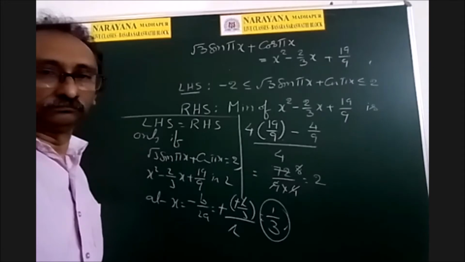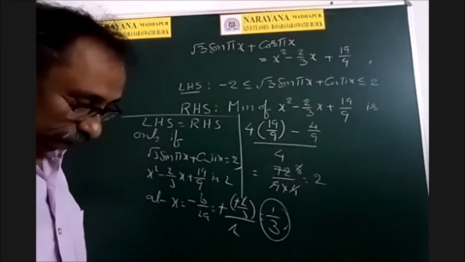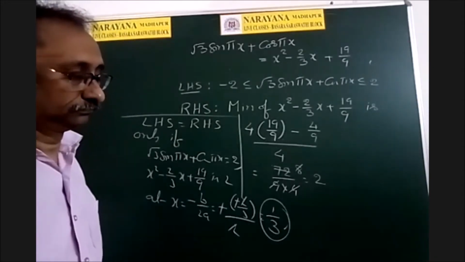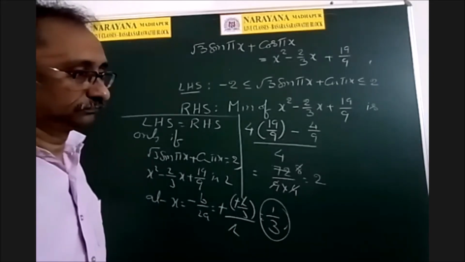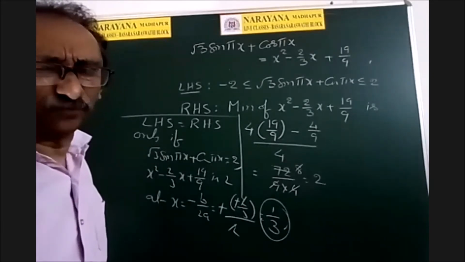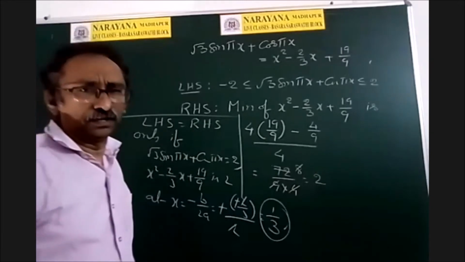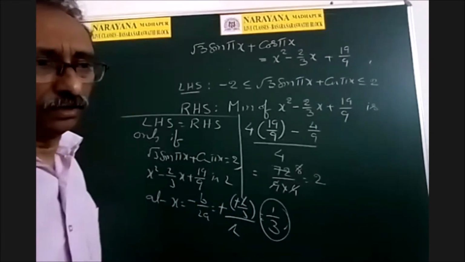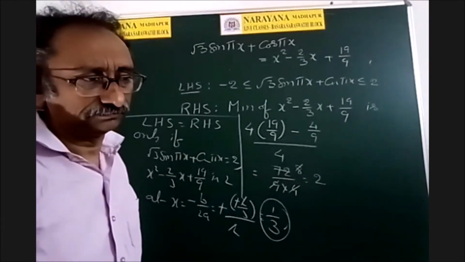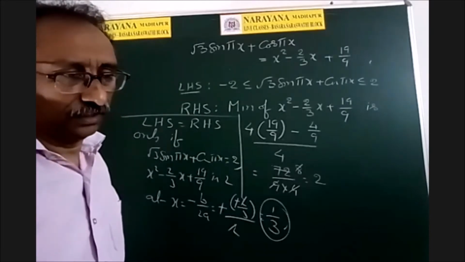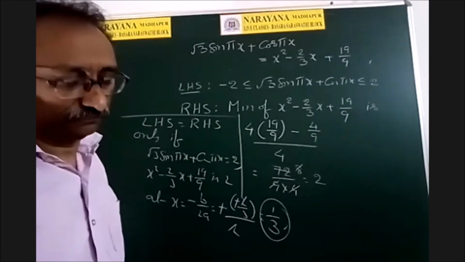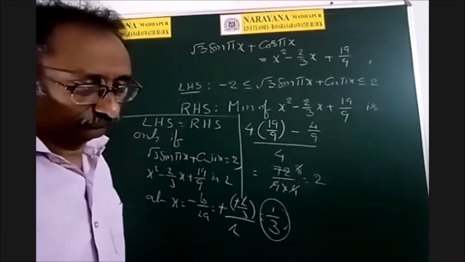Pritham, any doubts? Sir, for a quadratic equation, b square minus 4ac is the minimum value. B square minus 4ac. Yes, sir. Were you absent in the class yesterday? No, sir, I was present.